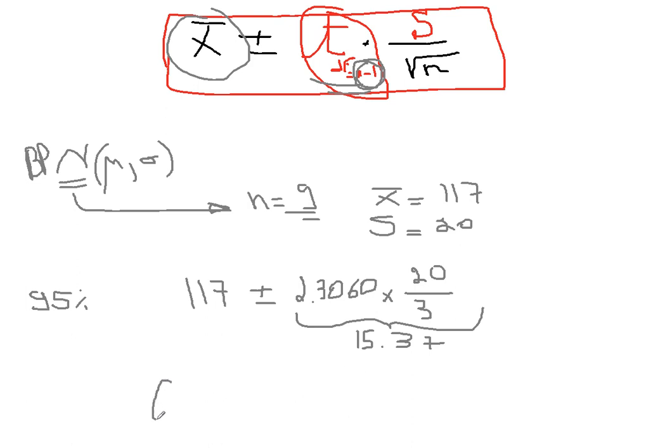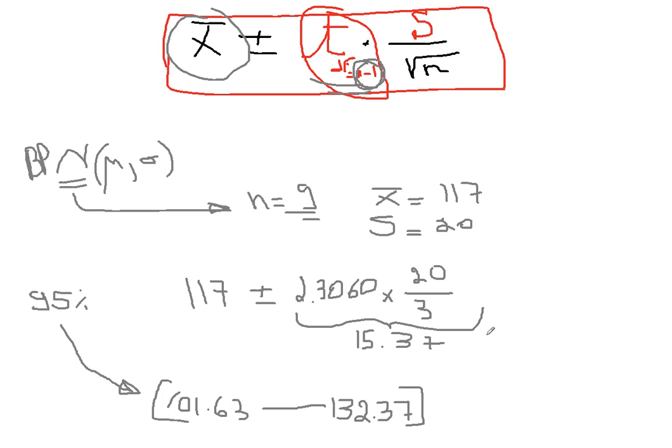therefore, my confidence interval, I'm going to do 117 minus 15.37. That will give me 101.63, all the way up to, I'm going to add, 132.37. Okay, so that is my 95% confidence interval.